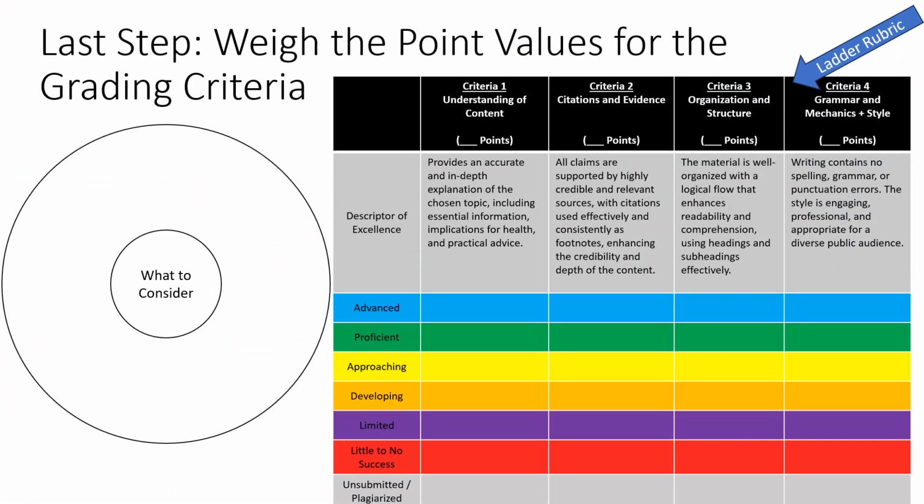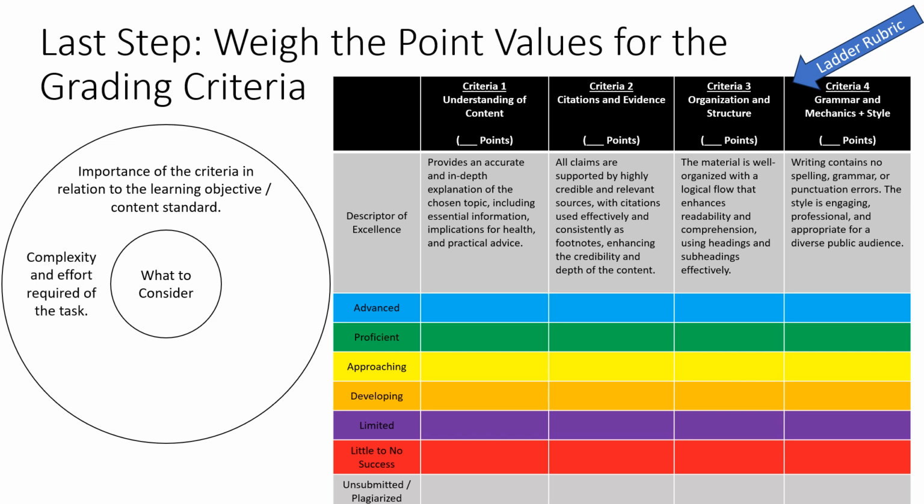Right, we're almost finished making our rubric. Our last step is going to be weighing and assigning the point values for the grading criteria. A few factors to consider when assigning point values are the importance of the criteria in relation to the learning objective or content standard. For example, in this assignment, criteria 1, showing understanding of content, is probably more important than the student's grammar, mechanics, and style.